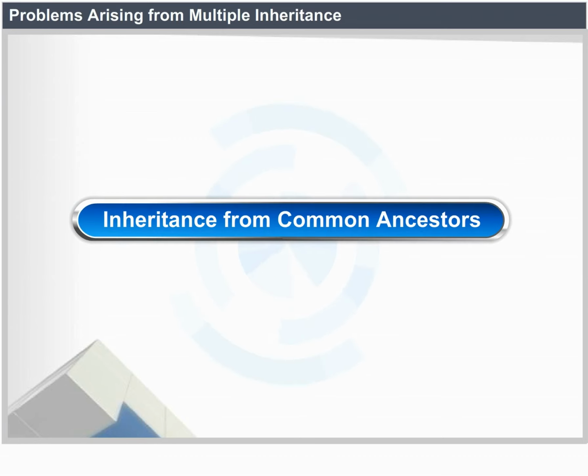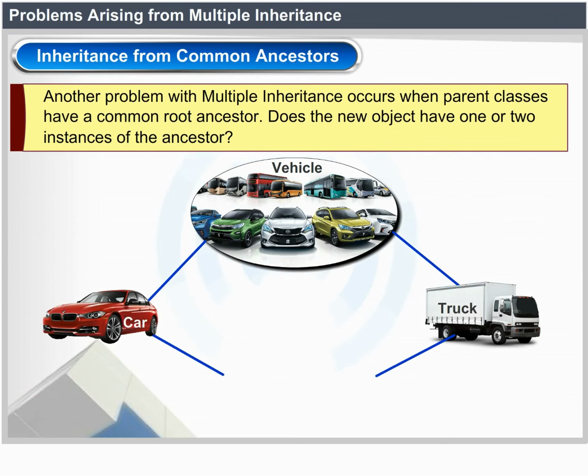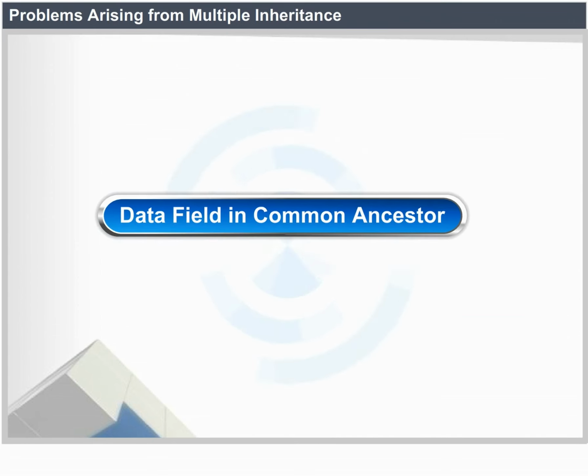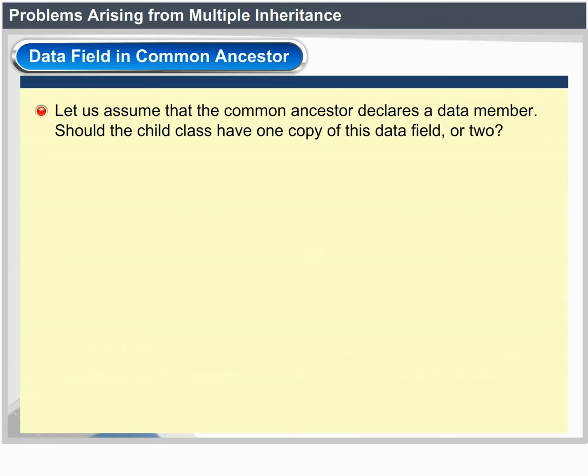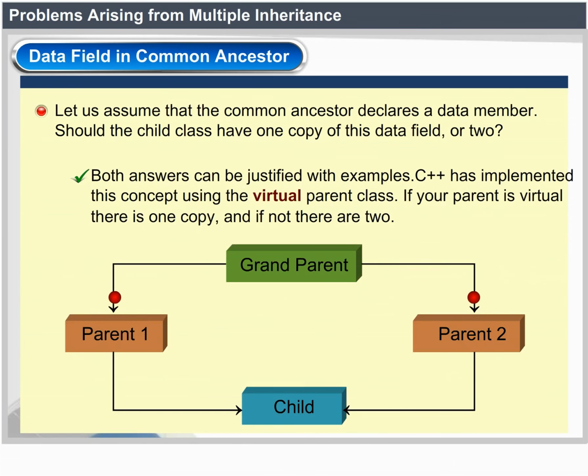Inheritance from common ancestors. Another problem with multiple inheritance occurs when parent classes have a common root ancestor. Does the new object have one or two instances of the ancestor? Data field in common ancestor. Let us assume that the common ancestor declares a data member. Should the child class have one copy of this data field or two? Both answers can be justified with examples. C++ has implemented this concept using the virtual parent class. If a parent is virtual, there is one copy, and if not, there are two.